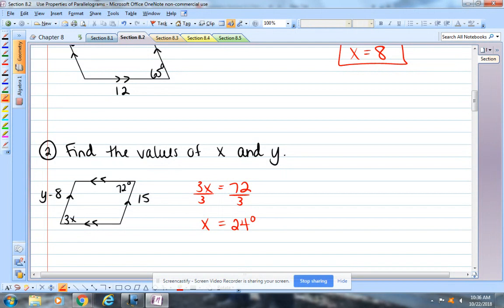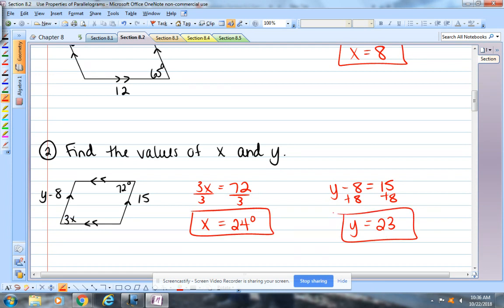So how are we going to get y? y minus 8 equals 15. How do I solve it? Add 8 and y equals what? 23. So any questions on how we got x and y? It really is that simple, y'all.